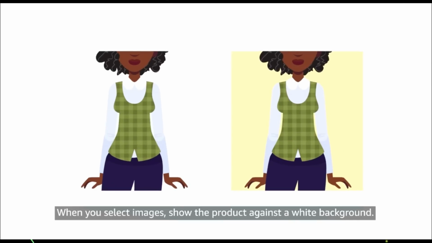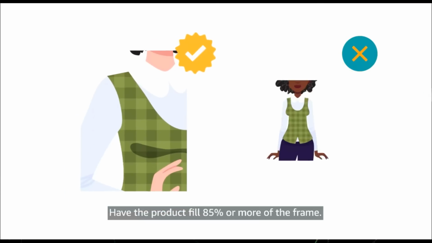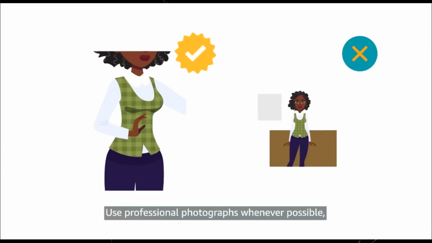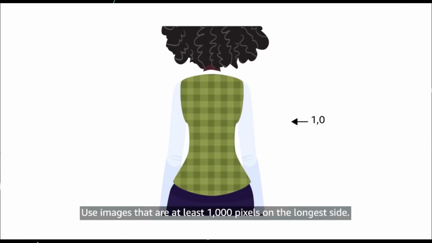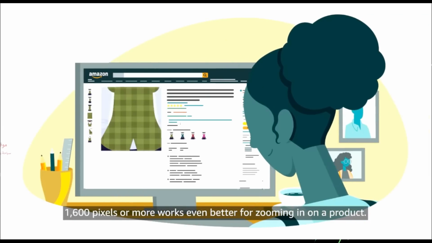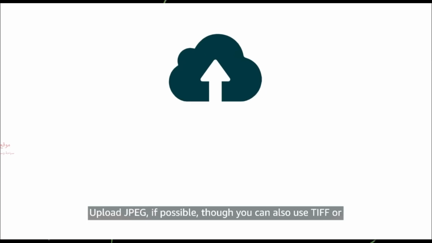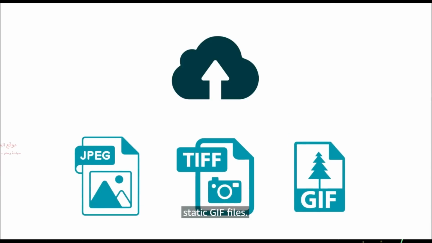When you select images, show the product against a white background. This is required for main images. Have the product fill 85% or more of the frame. Use professional photographs whenever possible, especially for main images. Use images that are at least 1,000 pixels on the longest side. 1,600 pixels or more works even better for zooming in on a product. Upload JPEG if possible, though you can also use TIFF or static GIF files.